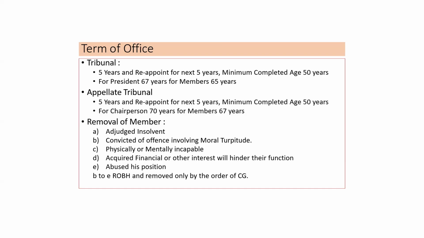ठीक है. There is a procedure for removal of members if a member is adjudged insolvent or if he is convicted of offense involving moral turpitude, if he is physically or mentally incapable, if he has acquired financial or other interest which will hinder their function as such member, if he has abused his position. So then, in case of B to E, reasonable opportunity of being heard will be given and he will be removed only by the order of the central government. ठीक है. But in case of A, ये जो अपॉर्चुनिटी ऑफ बीइंग हर्ड वाला कॉन्सेप्ट नहीं है.